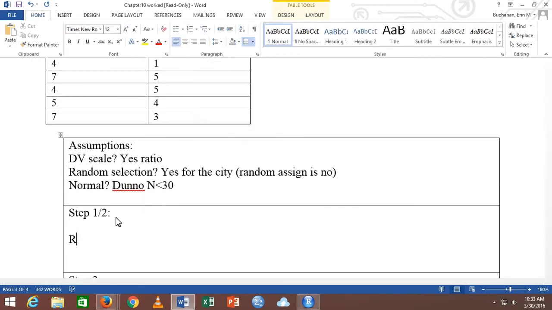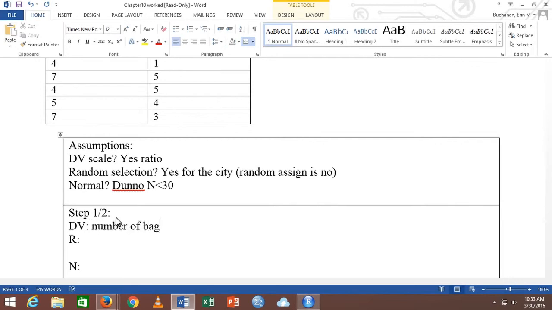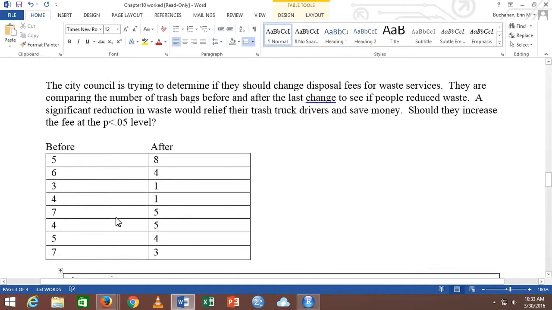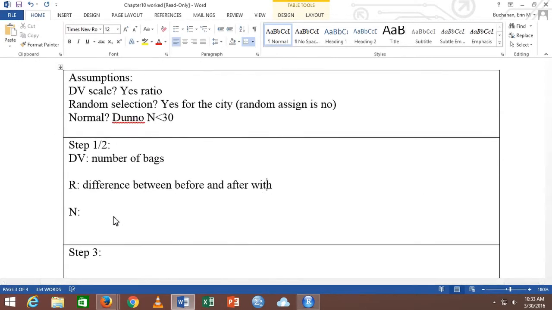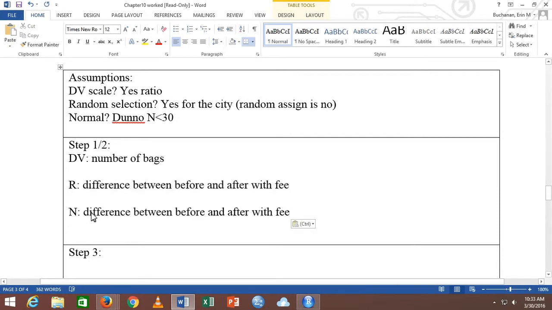Okay. So for the research and the null, first thing we need to do is label the sample, but I'm going to label what the DV is. The DV is the number of bags. Okay. So for the sample, what we're really doing is measuring the reduction in waste. Right? So the difference between before and after. Based on what? What have we changed? Well, we're adding this fee. So we're looking at the difference in the DV, number of bags, between before and after because we added this fee.